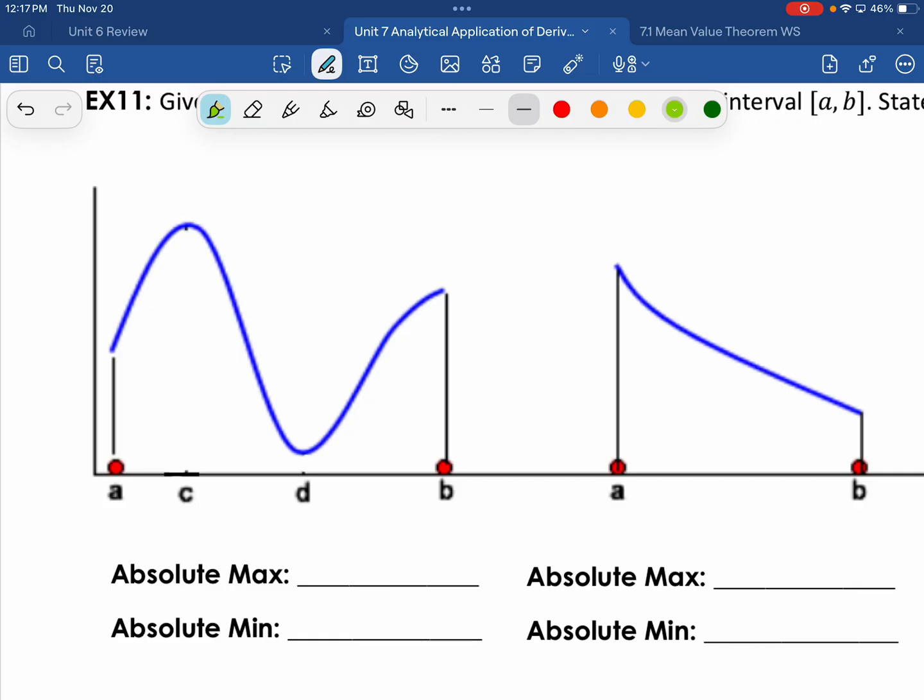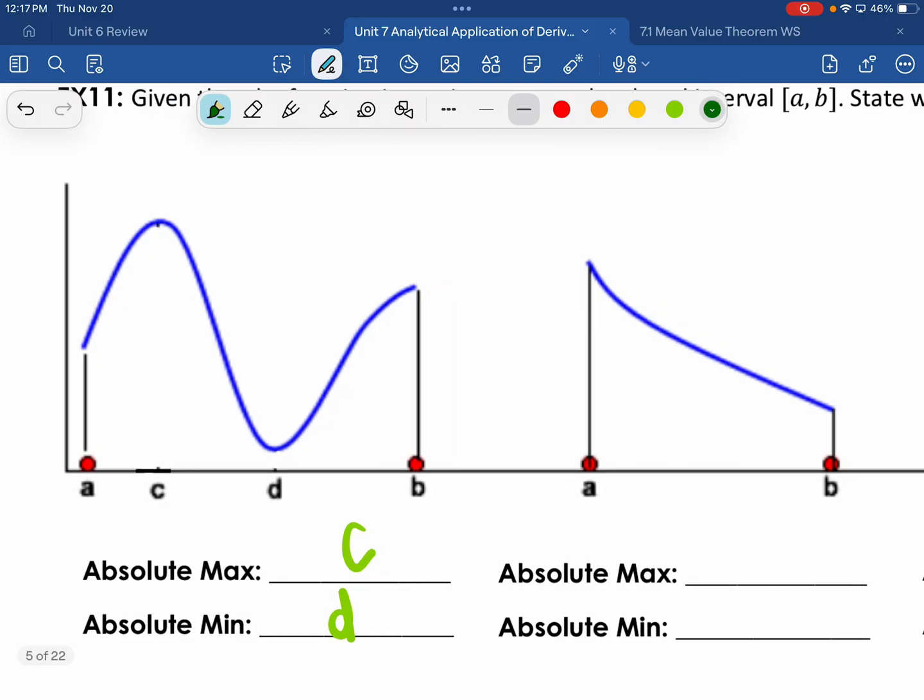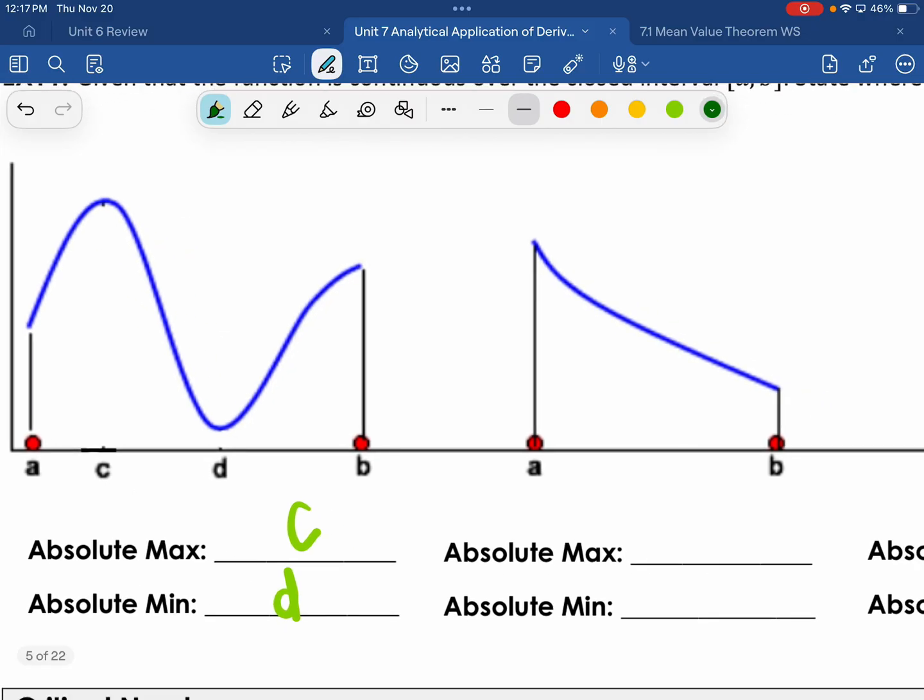Alrighty. So on this graph here, where is the absolute maximum? At C. Where is the absolute minimum? D. All right, what about this next one? Where would the absolute maximum be? A. And the minimum? B. So that one is coming from your endpoints, where the first example was coming from the relative, which are the humps. Do you see the difference?